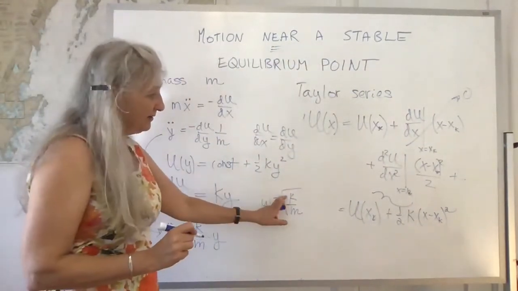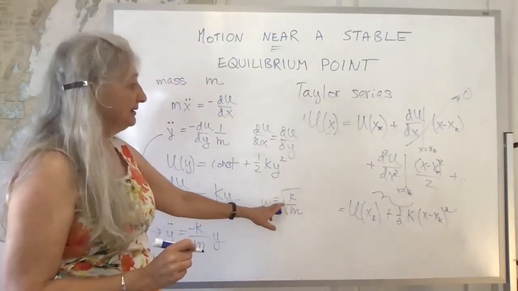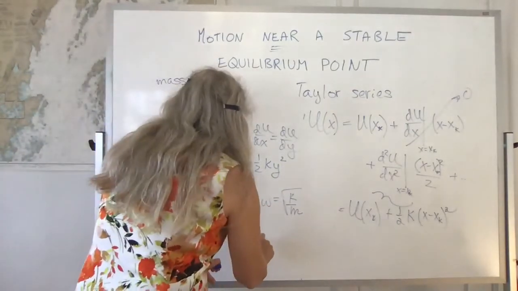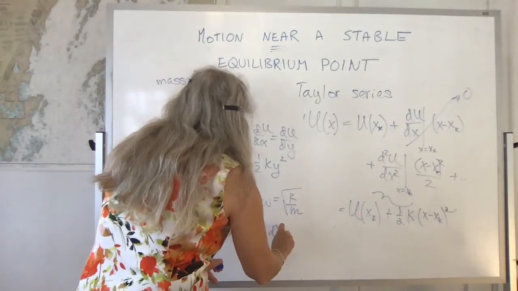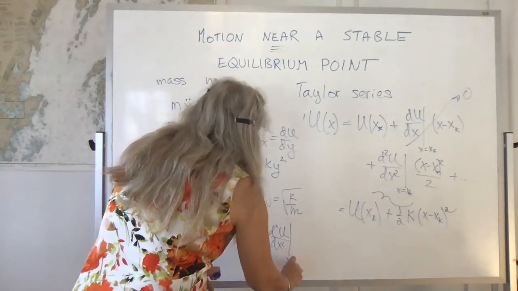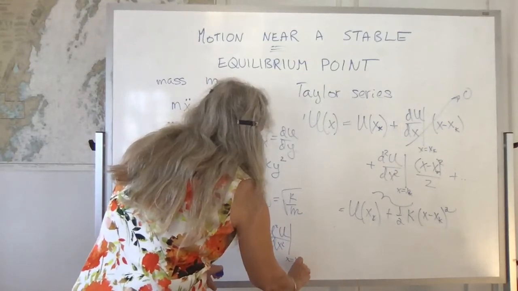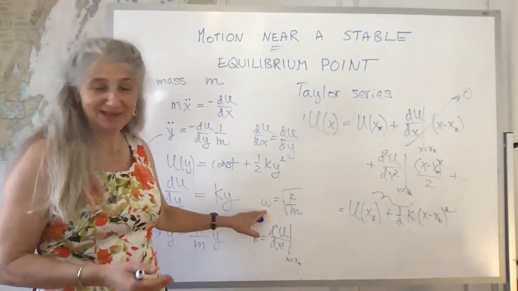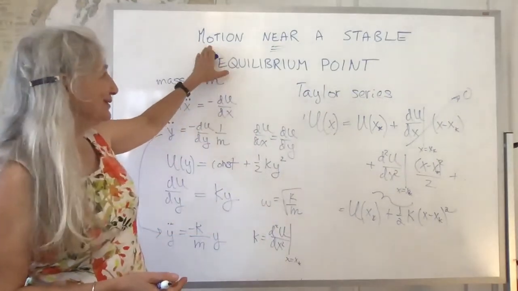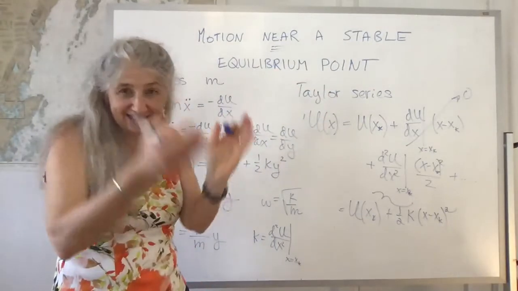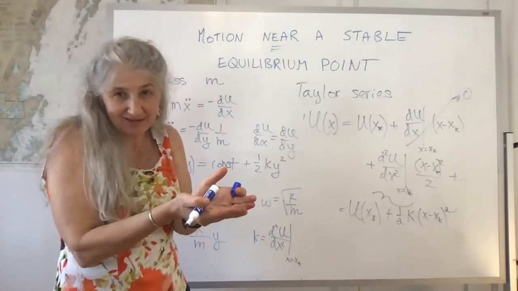Only k now is actually, remember what we defined k as. k is the second derivative of the potential energy term evaluated at the equilibrium point. So this is the frequency of oscillations at the bottom of the potential well, and that's what the motion near a stable equilibrium point is like if you're in a situation where you're at the bottom of the potential well.